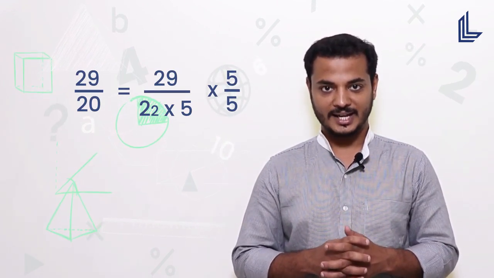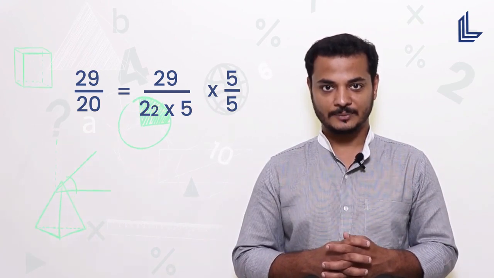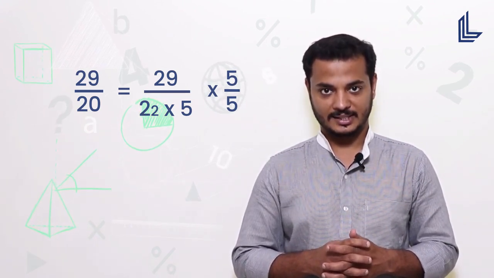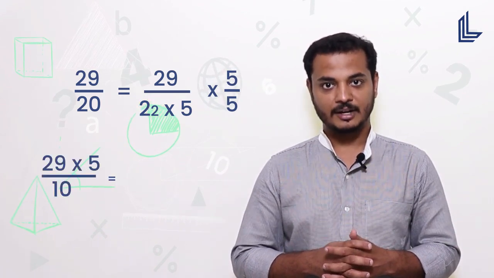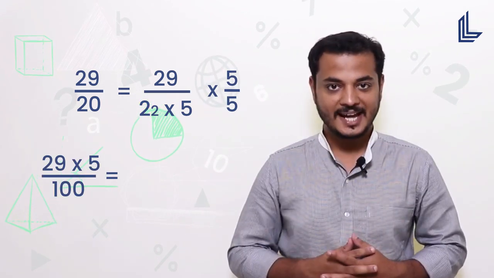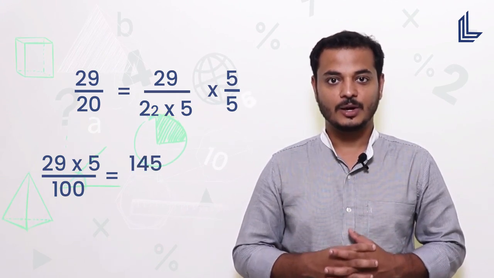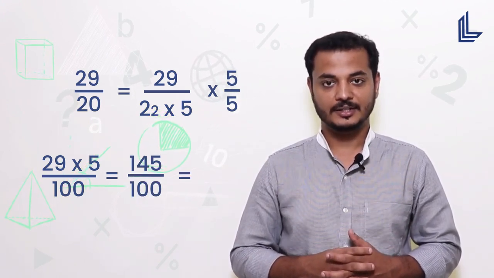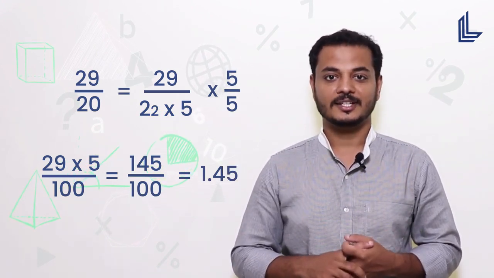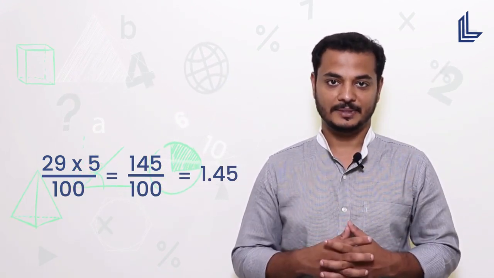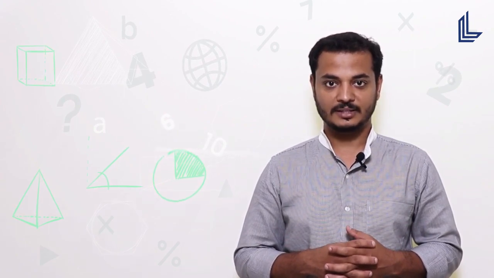Now when you do that, what is it that you are going to get? You will get this as 29 times 5 by 100. And what is that? That is going to be 145 by 100, which is 1.45. Again, we got the result as a terminating decimal. So what does it mean?